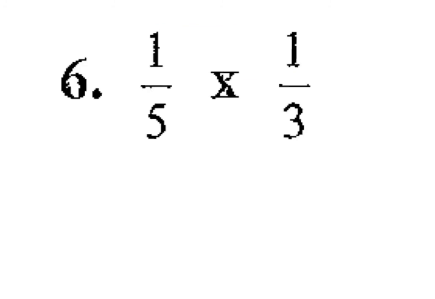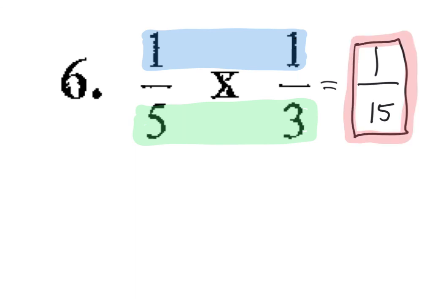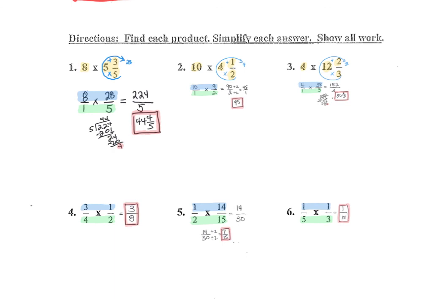Our final example is 1/5 times 1/3. Well, this isn't so bad. 1 times 1 is just 1. Then in the denominator, we have 5 times 3. 5 times 3 is 15. And so we find out that 1/5 times 1/3 is 1/15, which is already simplified. Nice job.